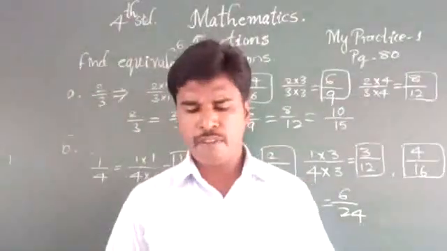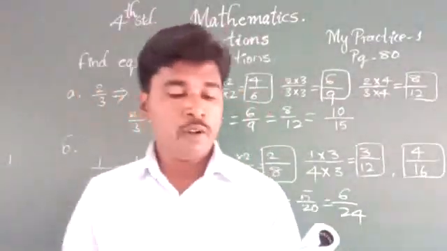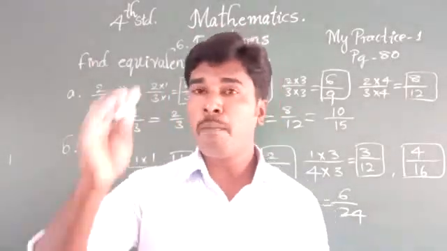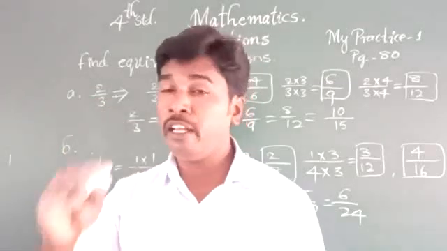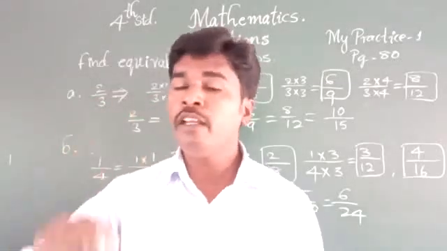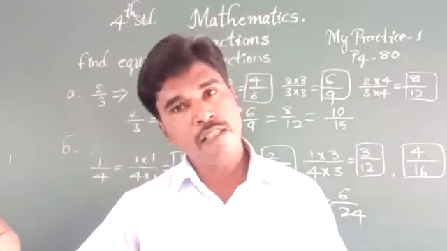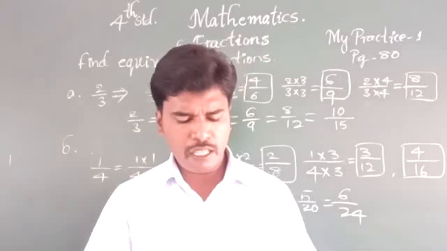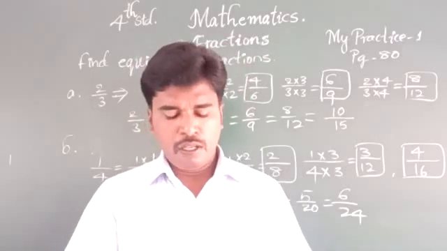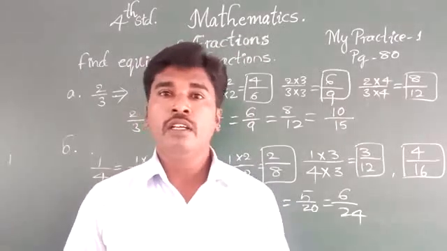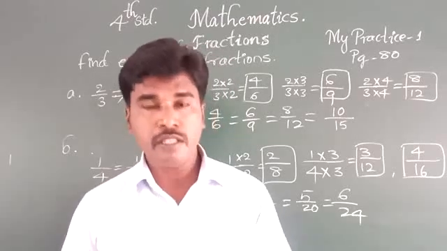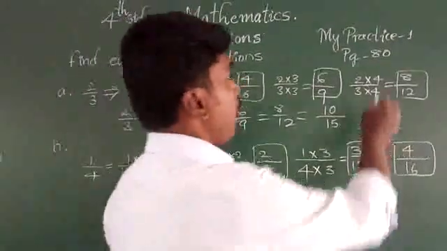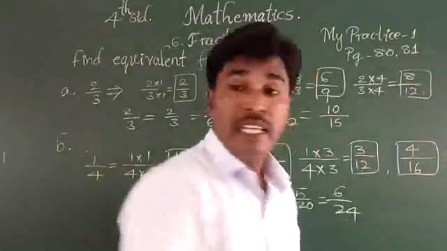Next is sixth main also. Write any 4 equivalent fractions for the following. Dear students, for both numerator and denominator multiplied with 2, 3, 4, 5, 6, you are getting 4 equivalent fractions. So up to here you can complete, dear students. In My Practice Time first, it is there on page number 80 and 81. You please complete.